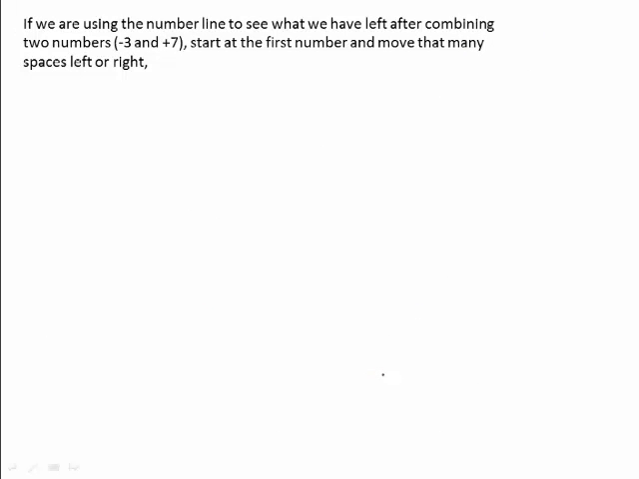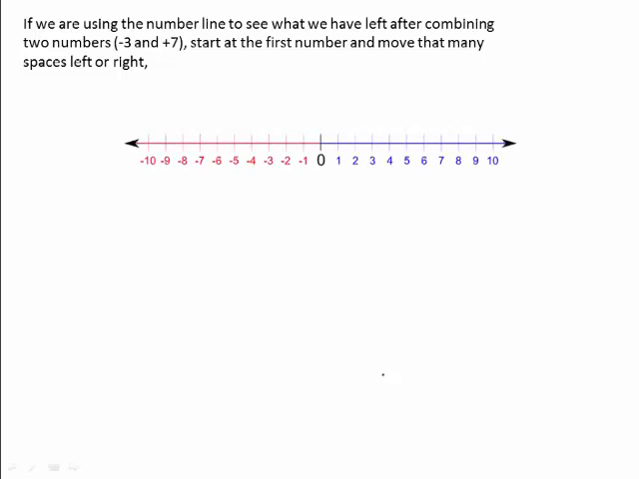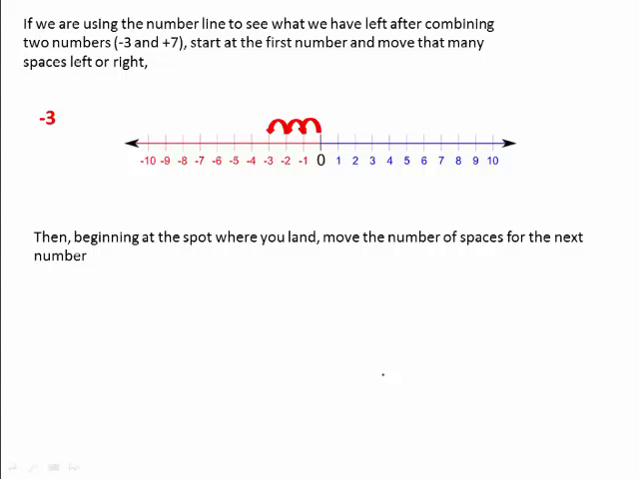If I'm using the number line to see what we have left after I combine them, I start at the first and move that many spaces left or right. So first I go to -3, then I landed on -3 and I want to go to +7, but I don't want to go to +7, I want to move +7. So I have 1, 2, 3, 4, 5, 6, 7, and I land on +4. So -3 and +7 will give me a +4.